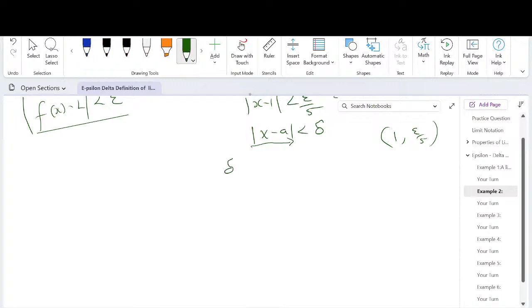So delta now will be the minimum value between 1 and epsilon over 5. You can choose 1 if you want, and you can choose epsilon over 5 if you want, but the minimum value is what you have to pick. That is why you can have two cases here. Let's see the first instance.